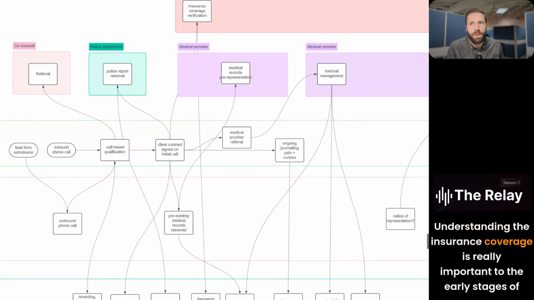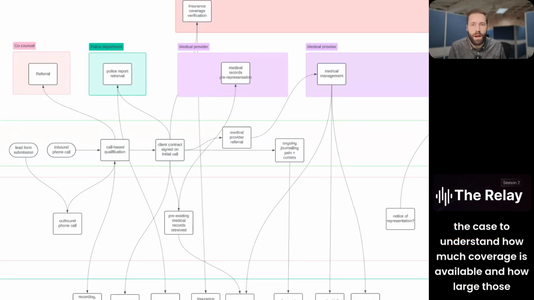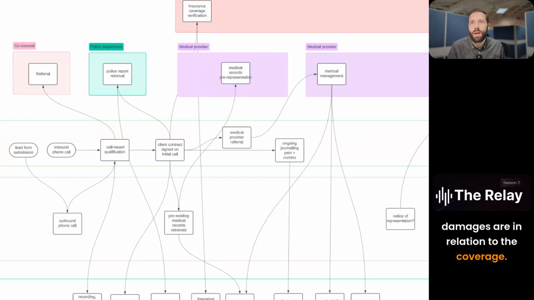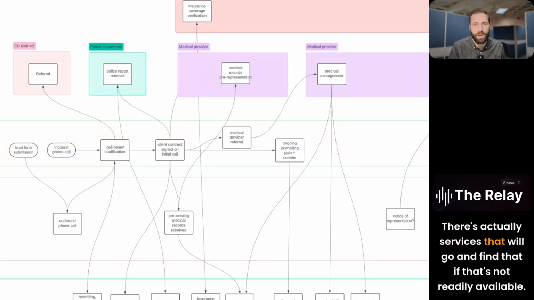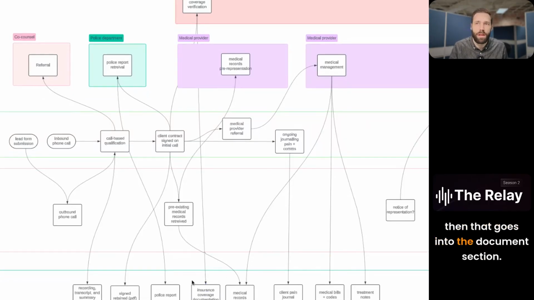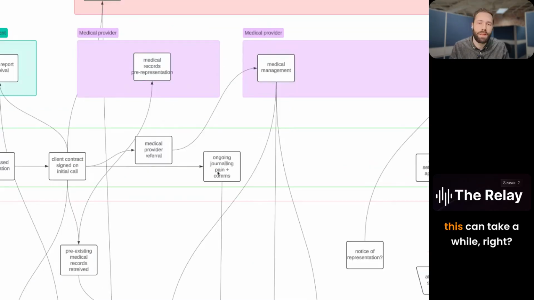So understanding the insurance coverage is really important to the early stages of the case to understand how much coverage is available and how large those damages are in relation to the coverage. So that can be pulled. There's actually services that will go and find that if that's not readily available. Then that goes into the document section. This can take a while, right?